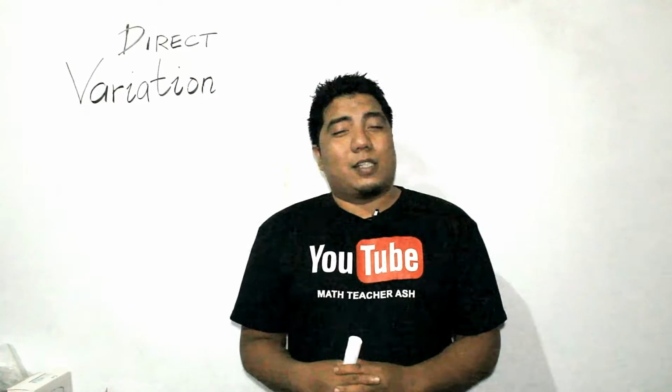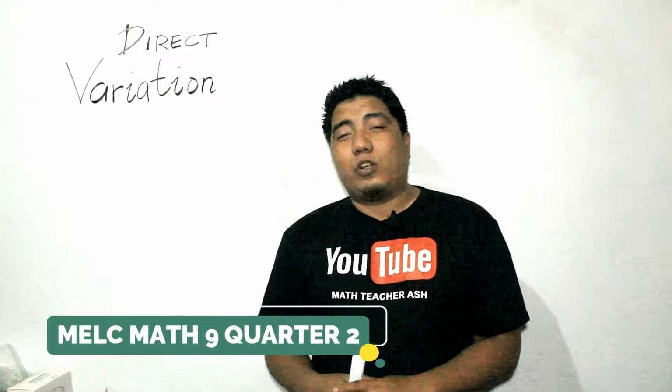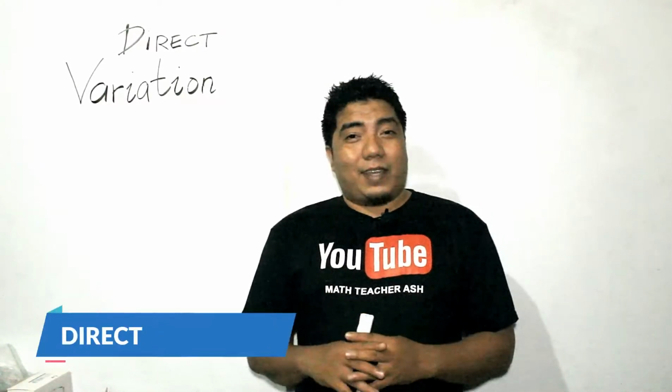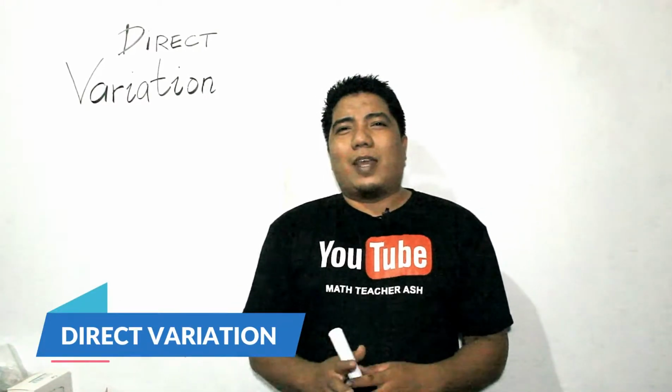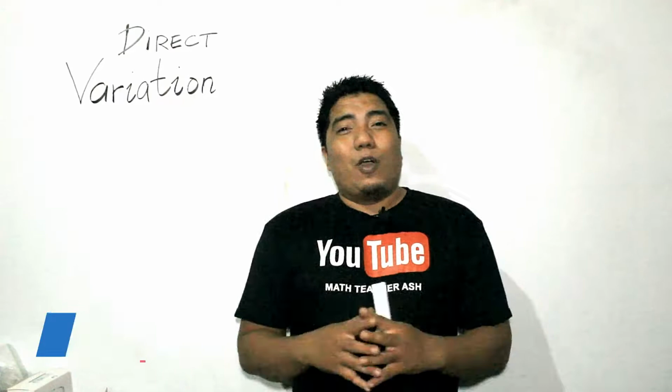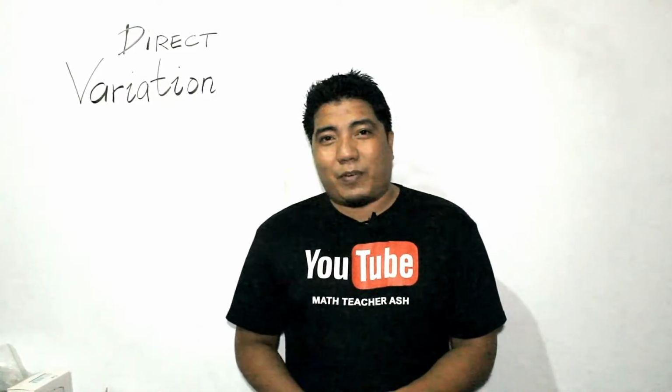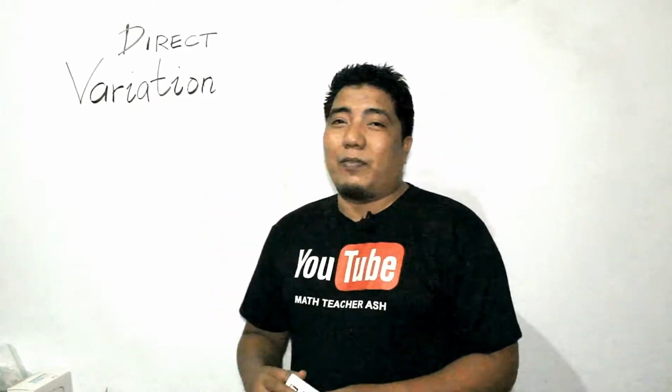Today, we're going to discuss the most essential learning competency-based lesson for Quarter 2 of the Grade 9 Mathematics, which is all about direct variations. Now, we have already talked about the overview on variations, the 4 different types. The first type is the direct variation. Now, what is this direct variation?